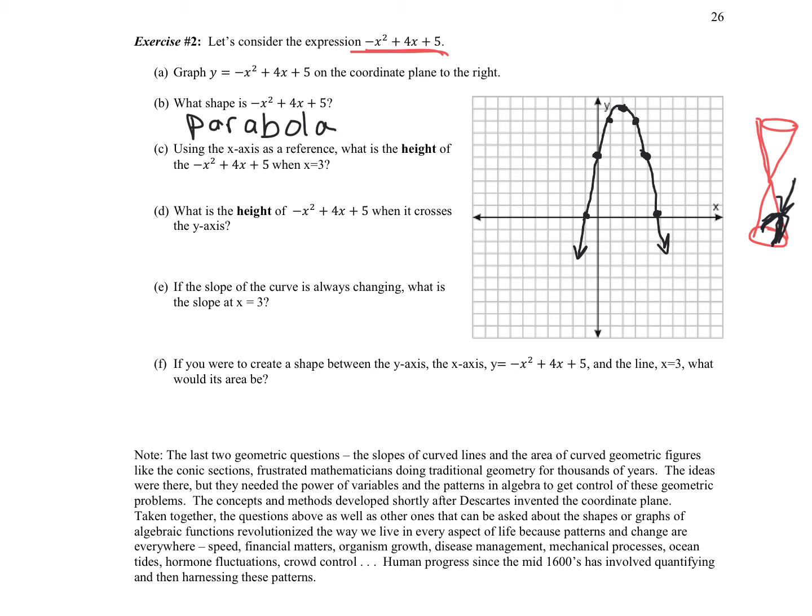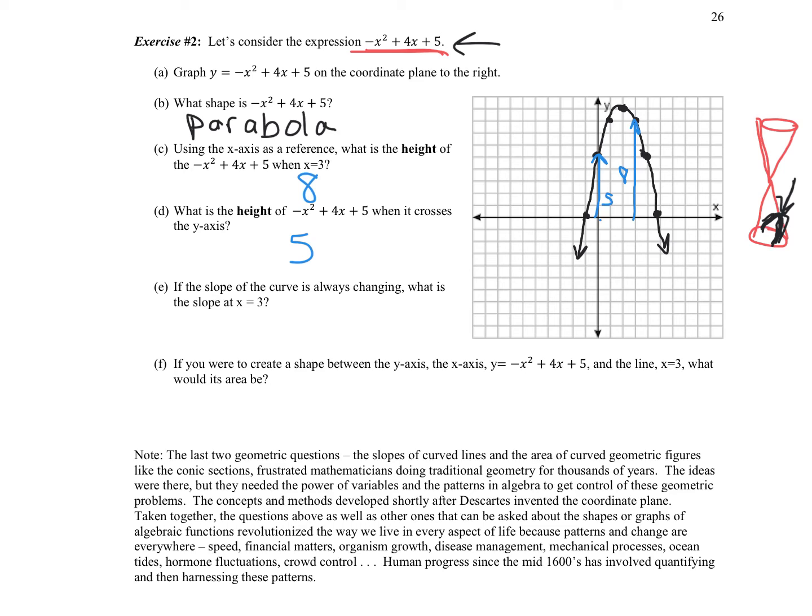And this algebraic expression, once we graphed it, we could start to answer those same questions. So we're going to answer kind of similar questions to what we did with the line on the other page. So it says, using the x-axis as a reference, what is the height of this equation when x is 3? So I can talk about how tall this is, right, which is a geometric question, and that's 8. When it crosses the y-axis, right, the height is 5.